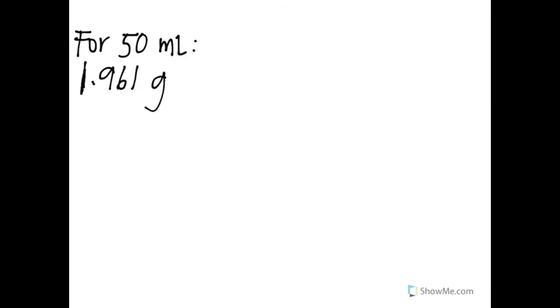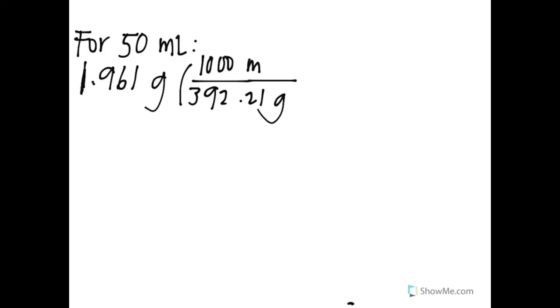Next is for the 50 ml. So we use the 1.961 grams we got earlier, and then we convert this into moles by dividing by its formula weight, which is 392.21 grams of the FeSO4·(NH4)2SO4·6H2O, and on the numerator, we have 1 mole or 1000 millimole, resulting in 5 millimoles.